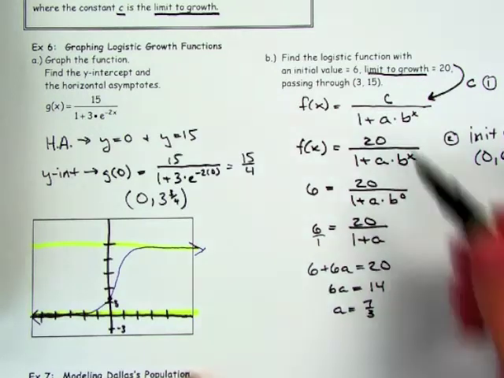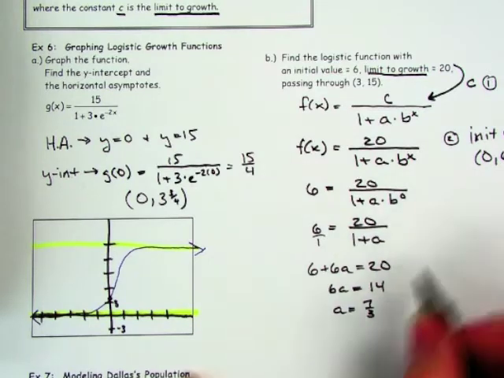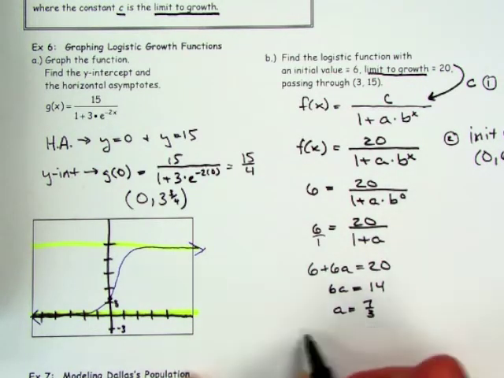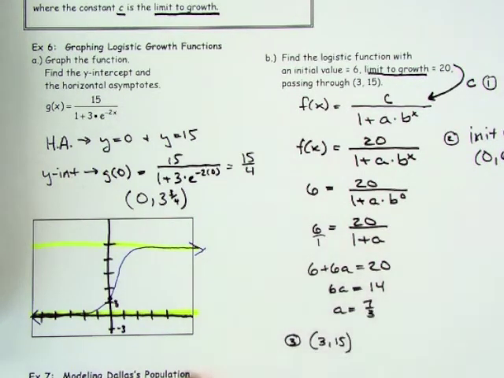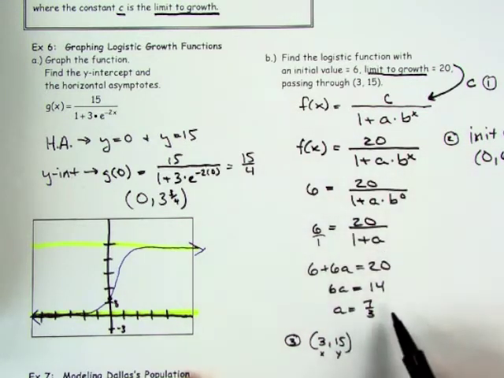Okay, so now we know a. We're almost there. We've got our c, we've got our a. We just need that b. Okay, obviously then we have to use our last piece of information. Our last piece of information is our third step, or the fact that it passes through the point (3, 15). So I'm going to put 3 in for x, 15 in for y, or the value of the function, keeping everything else in there, the a, the 20 for c. So we've got 15 for our value for our function, 20 as our c, 1 plus a, 7/3, times b to the, in this case, third power, because our x is 3. And now we've got to solve for b.